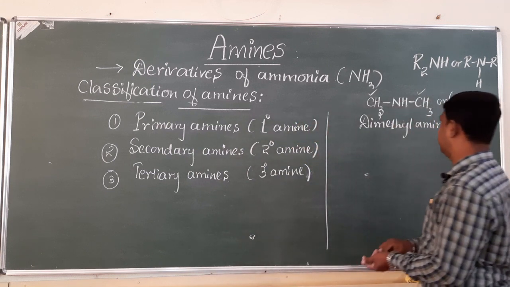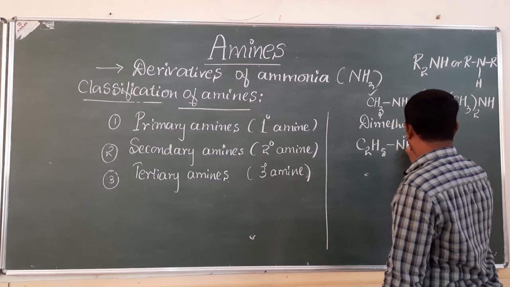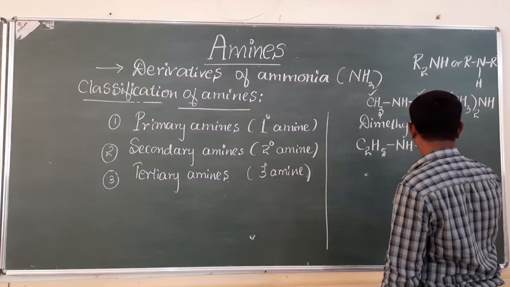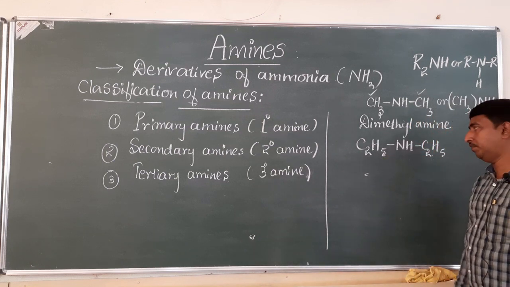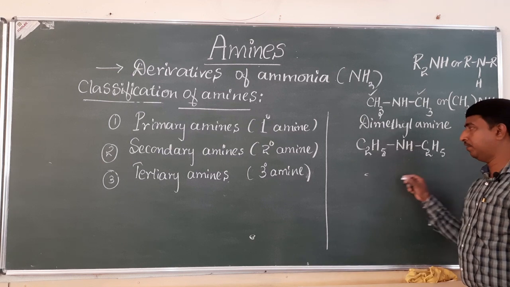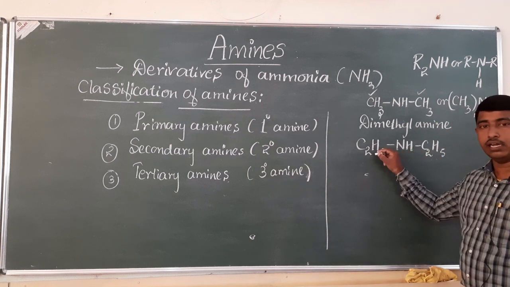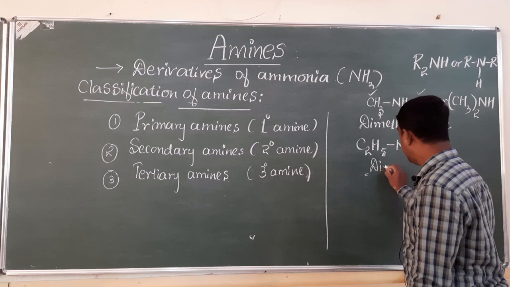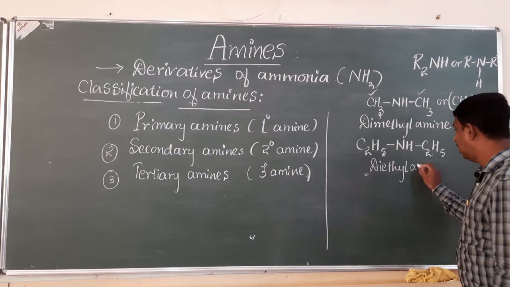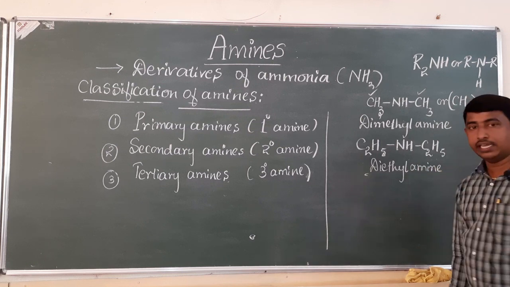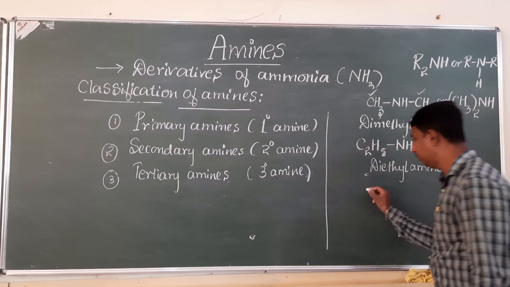One more example: C2H5NHC2H5. C2H5 is called the ethyl group, and this is also an ethyl group. In total there are two ethyl groups, so it is diethyl. Diethylamine. This is dimethylamine, and this is diethylamine. One more I can give.